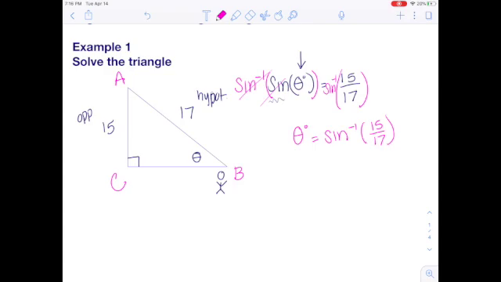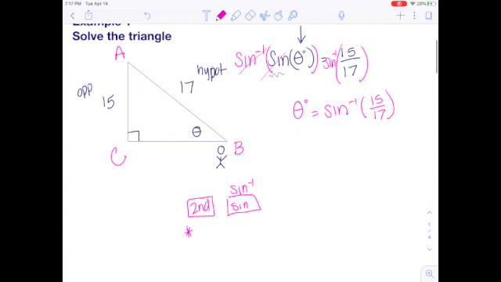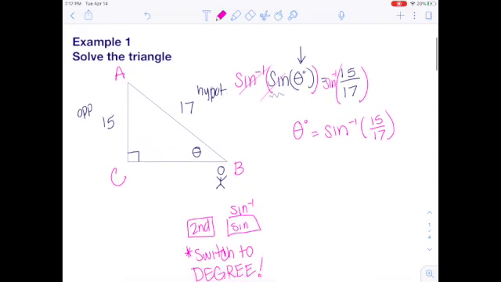Now you need to go to your graphing calculator or any scientific calculator with a sine button. Most likely you're going to hit the second button, and then the sine button to get to the inverse sine button. You need to make sure, because most of you will probably have your graphing calculator set in radians, to switch to degrees. So I'm going to select degrees because we are working with a degree of the angle.